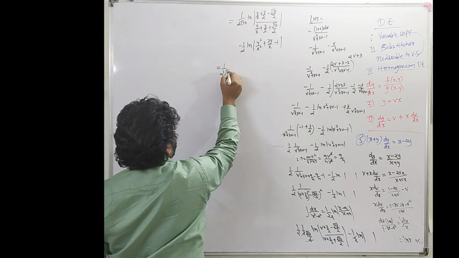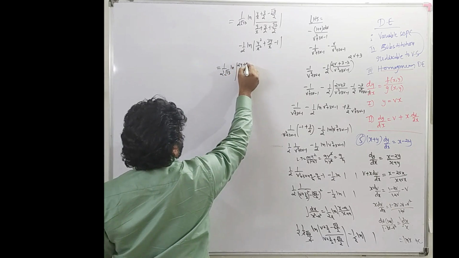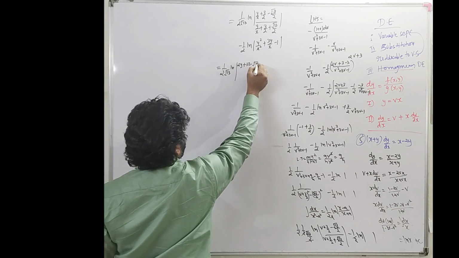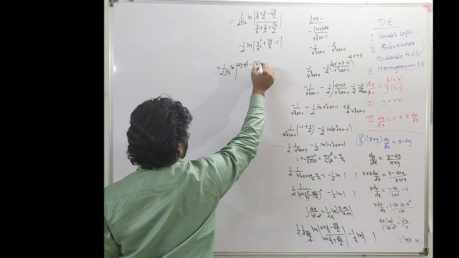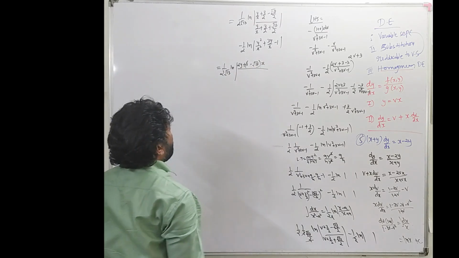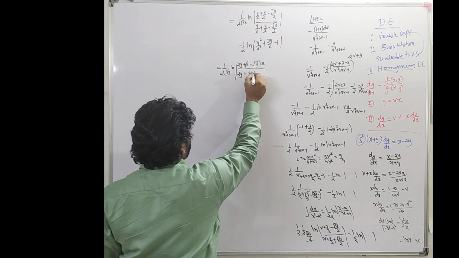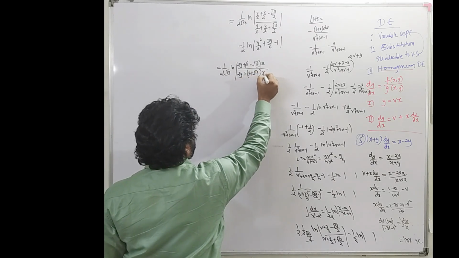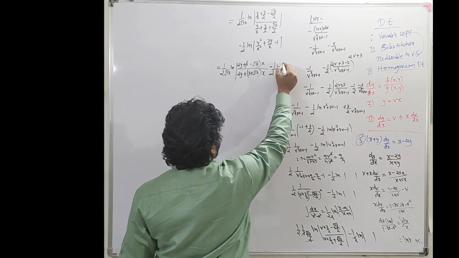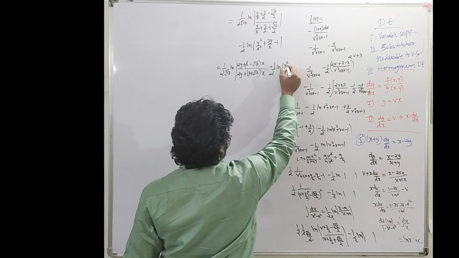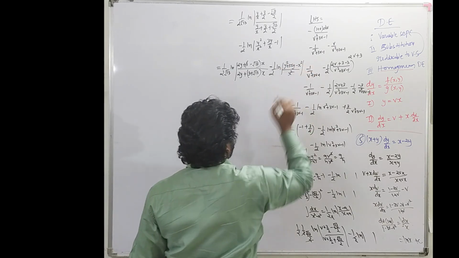1 by 2 root 13 ln, it would be 2y plus 3x minus square root of 13x. x we can take out common over here, so it will be 3 minus root 13 x, and denominator would be 2y plus 3 plus root 13 x, minus half of ln y square plus 3xy minus x square upon x square.